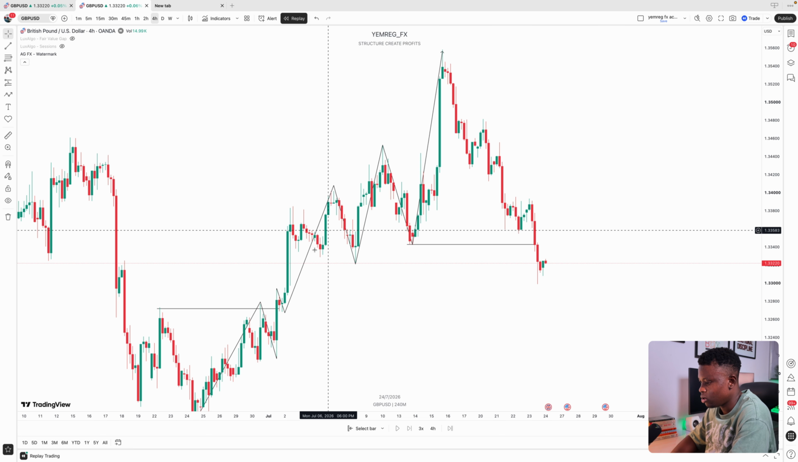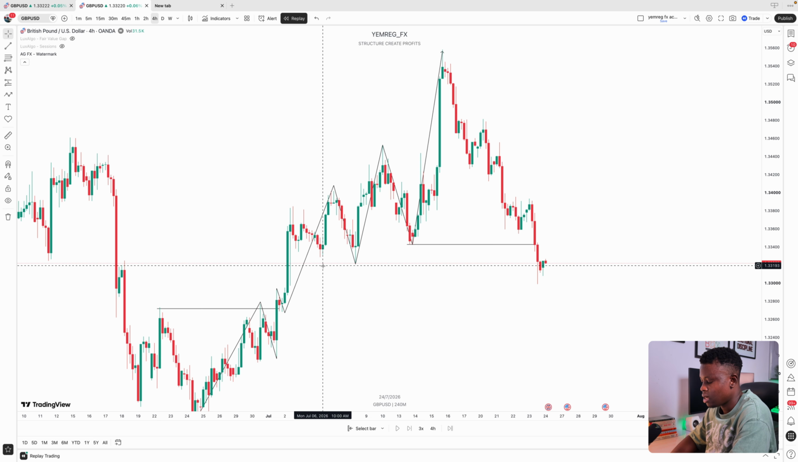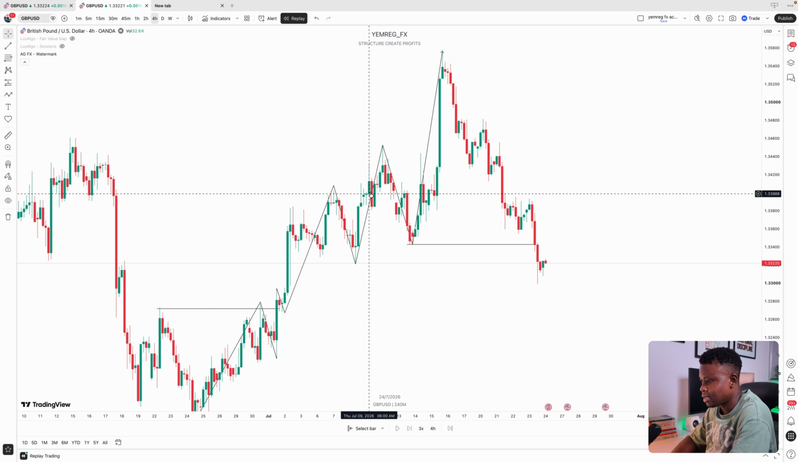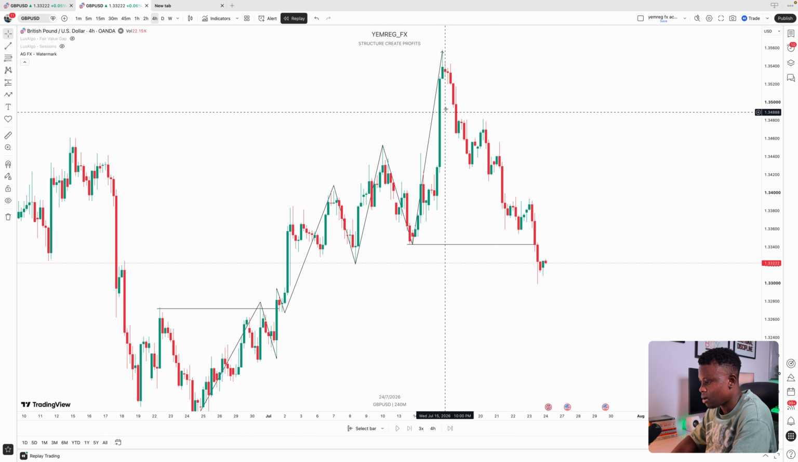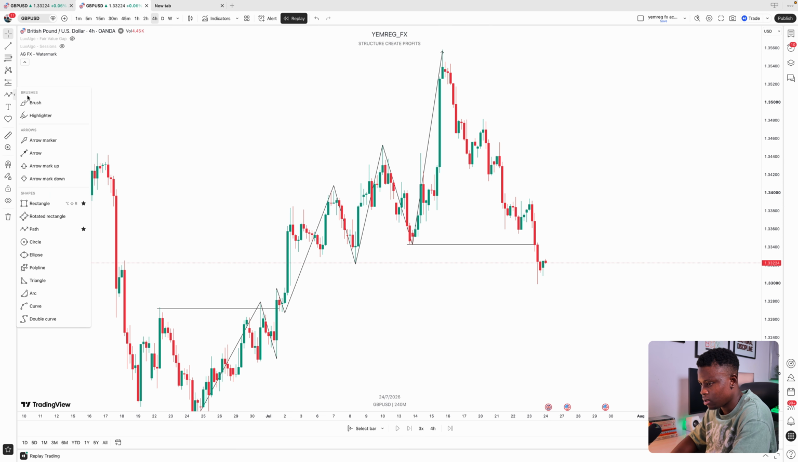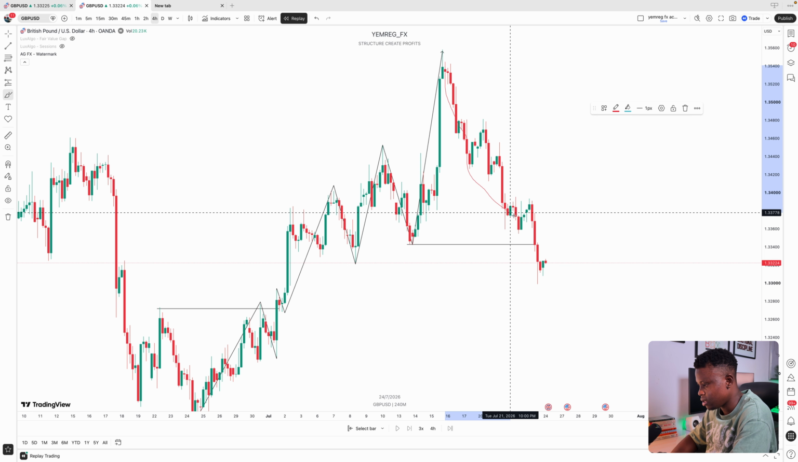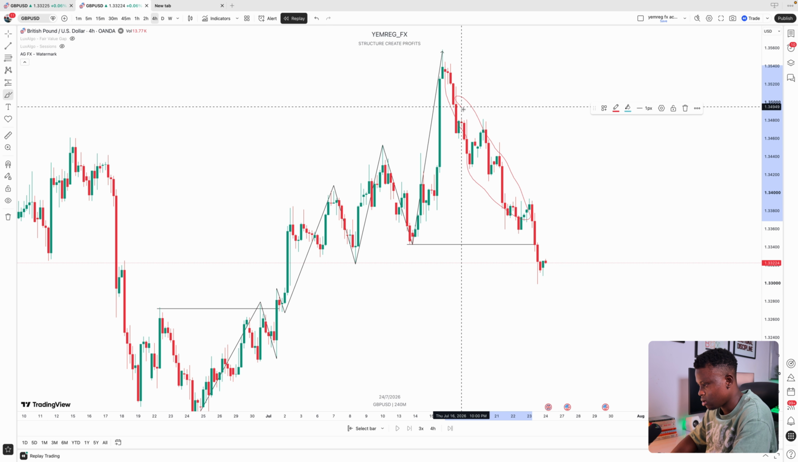So this is our major structure. Starting from this swing low to this swing high is our major structure, our external structure. Remember, we are seeing this on the 4 hours time frame. So this is our external structure. Now, what happens within this place? What is literally happening at the moment is the internal structure.